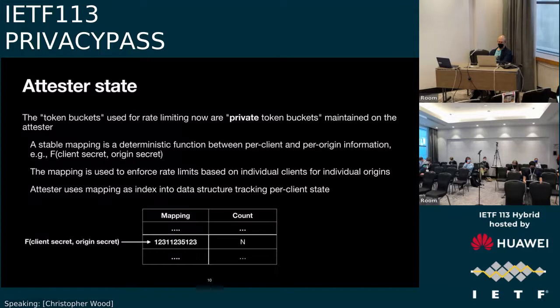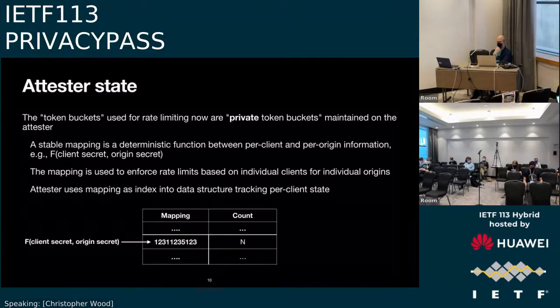So the way the rate limited issuance protocol works is that part of it computes this stable mapping, which you can think of as just a deterministic function between this client secret and this origin secret, where the client has and maintains the client secret, and the issuer has and maintains the origin secret. And the attester has access to neither, and therefore can't compute the mapping.